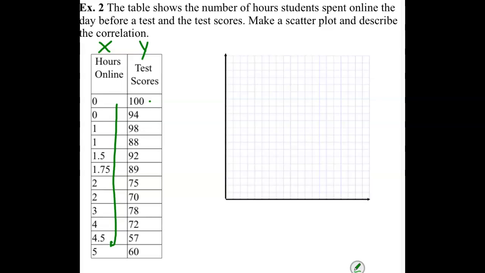Yes? Okay. So if we were to look at this as our time, hours online, increases as we go this direction, what happens to our test score? It's going down. So we should expect to see points that are going down. Yes? Okay. We're going to come back to this data and use the calculator for it.